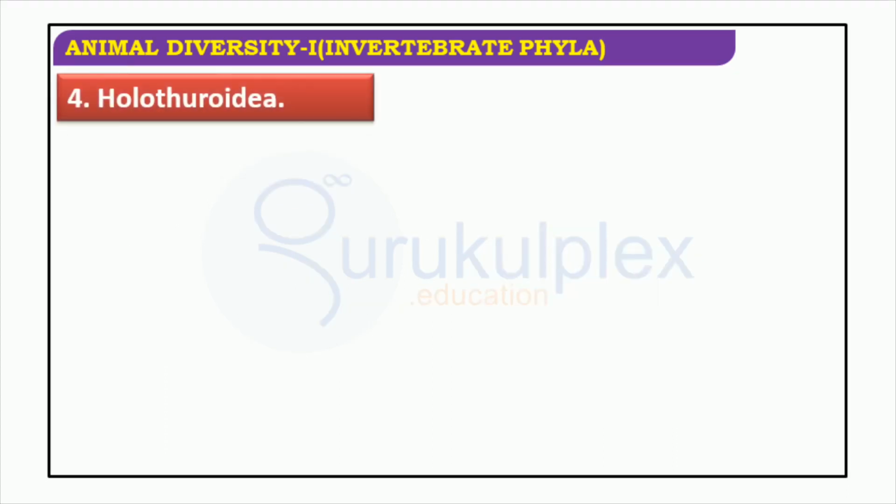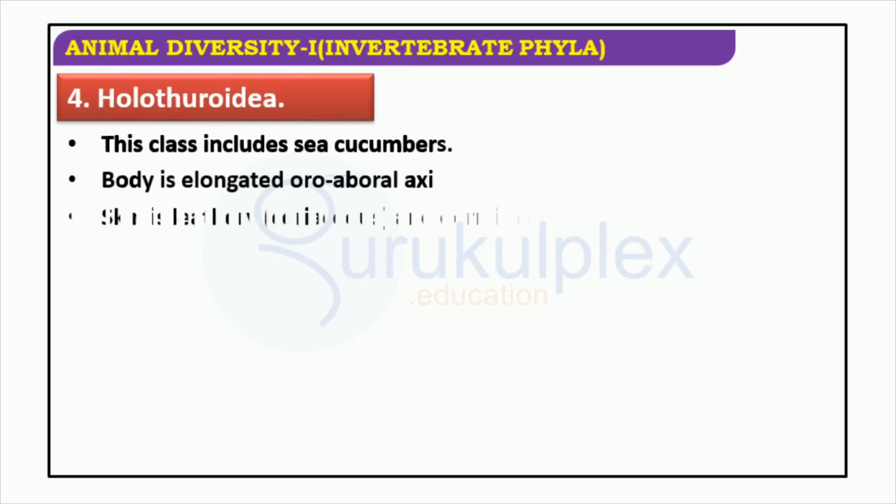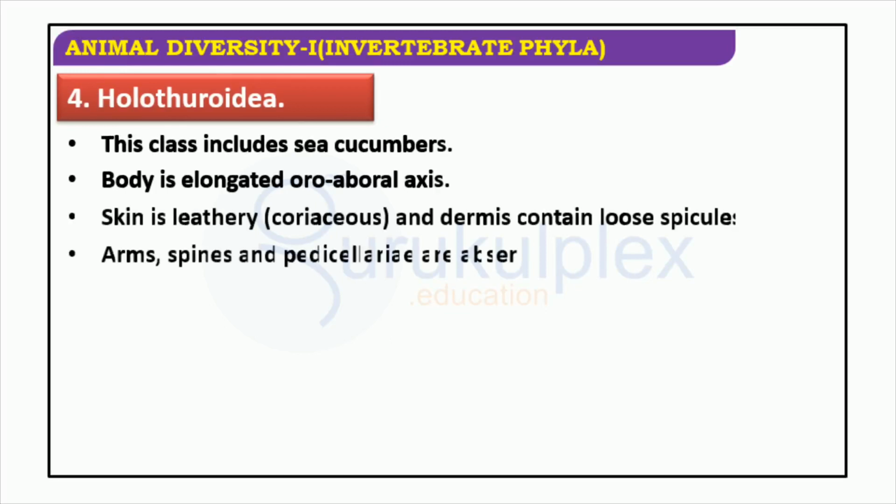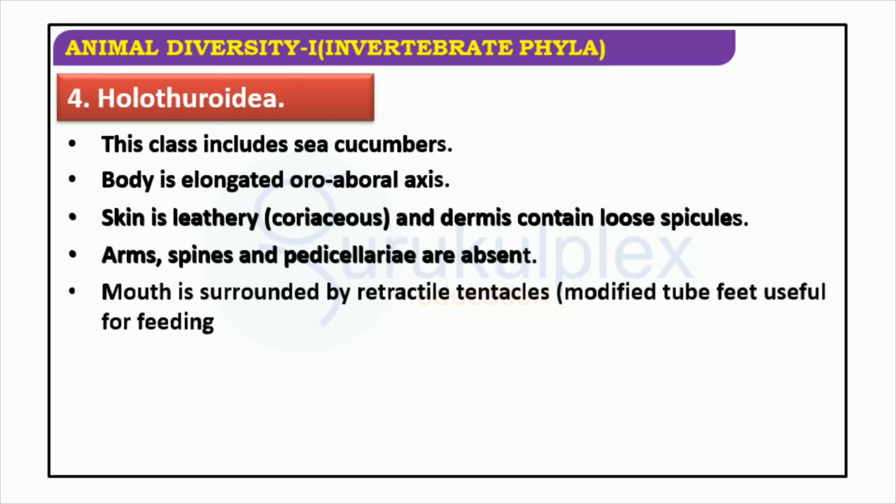The Holothuroidea are an interesting and unique group that make up the animal kingdom. They have leathery skin and their dermis contains loose spicules. They have no arms, spines, or pedicellariae, and their mouth is surrounded by retractile tentacles which are modified tube feet used for feeding. This class of marine animals includes the sea cucumber, and its body is usually elongated along its oro-aboral axis.